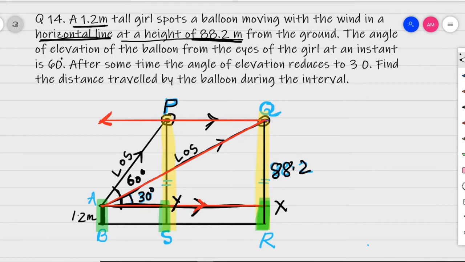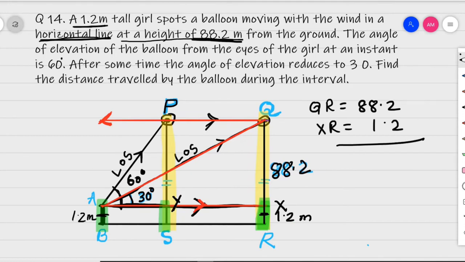See, QR is 88.2. Here AB is 1.2, that means XR is also 1.2 meters. So QR is 88.2 and XR is 1.2. When you subtract, what will you get? 2 minus 2 is 0, 8 minus 1 is 7, and 8. So 87.0 meters. Now you are getting QX, this part, as 87 meters. The same with this part also. This is also 87.0 meters.